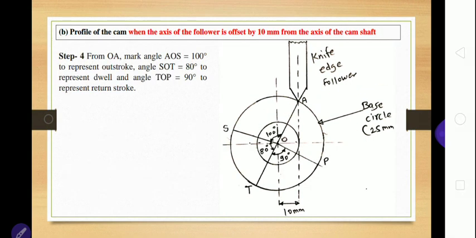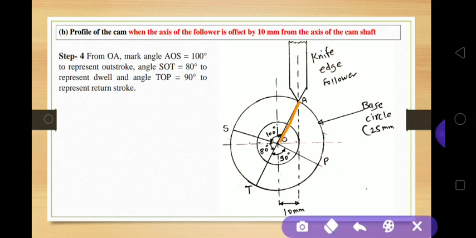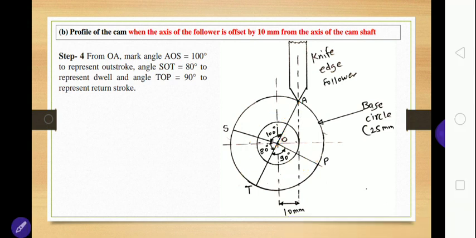Next step is to mark all the angles from the OA line. From that OA line, in the anticlockwise direction, plot 100 degrees, that is the angle for the outstroke, then 80 degrees for the dwell, then 90 degrees, that is the angle for the return stroke. So these angles we have plotted. The remaining angle will be the angle for the dwell again. So these angles we have plotted from the OA line.